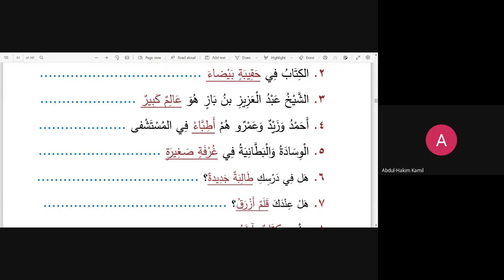Fi ghurfatika as-saghirati. Fi ghurfatiki as-saghira. Fi ghurfatina as-saghira. Fi ghurfati abi as-saghira. Ma ma'na fi ghurfati abi as-saghira? In my father's small room.